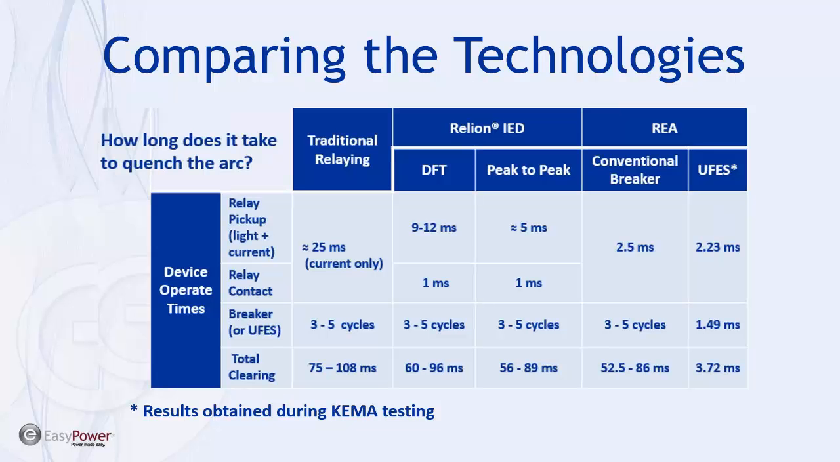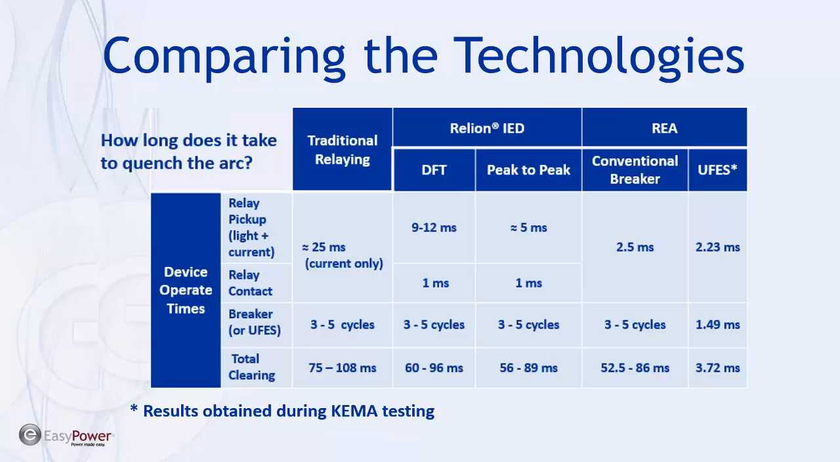The REA operates in less than 2.5 milliseconds, so it takes about half the time of even the fastest application using Relion, which is about a 5 or 6 millisecond operation.